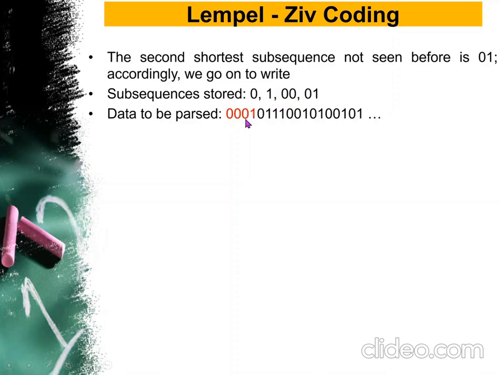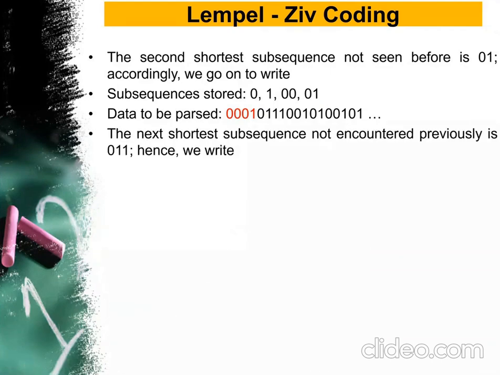Then we move on to the next bit, the third bit, which is 0. Again, if we take this as a single-bit subsequence, it is already stored, so we cannot take it as a single bit. We have to combine it with the next adjacent bit, that is 1. So the group becomes 0, 1, and this 0, 1 is not already existing in the code book. So this 0, 1 will become our fourth subsequence. Up to this, is it understood? Yes, ma'am. We have to move ahead.